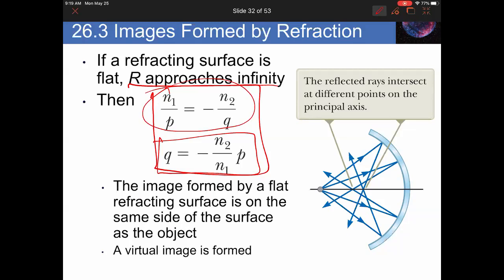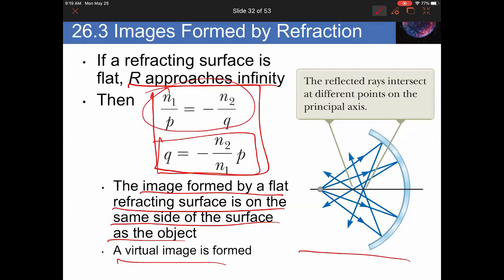If you're inside water looking at a bird that's outside in air, the image of the bird will also be in air, because the image formed by a flat refracting surface is on the same side as the object, always. And the virtual image is always going to be virtual. Now we're going to concentrate on curved surfaces.